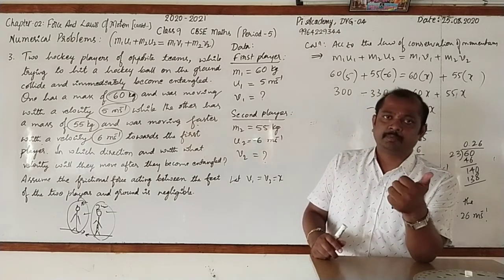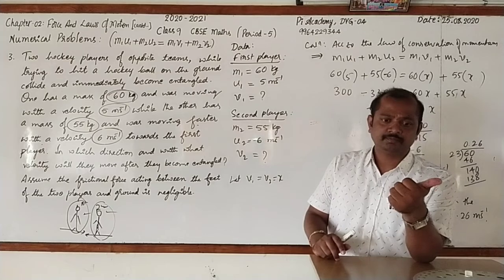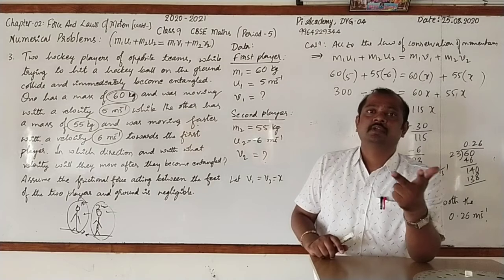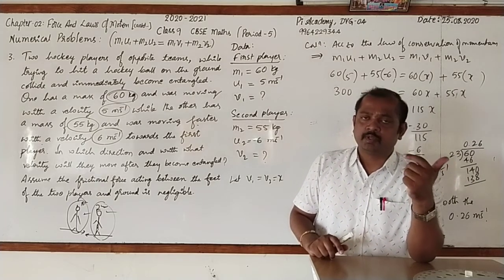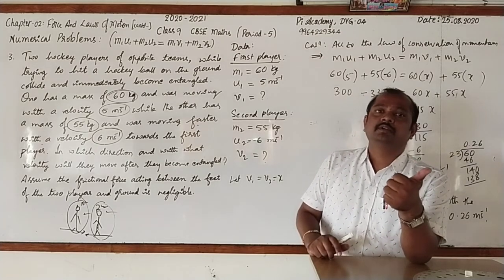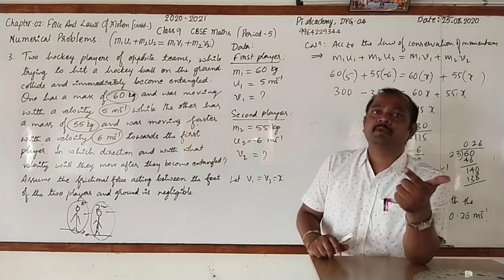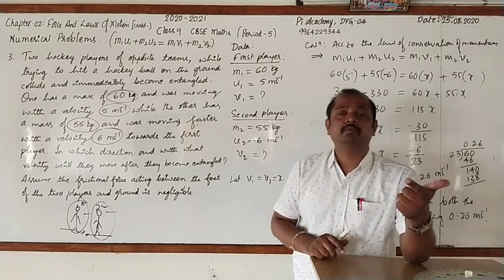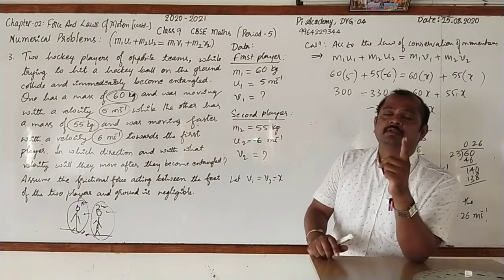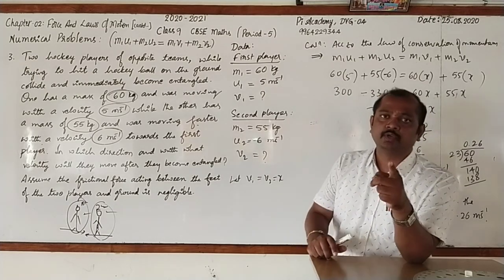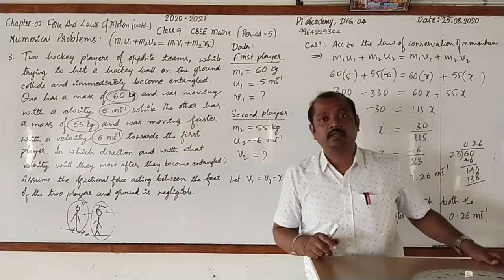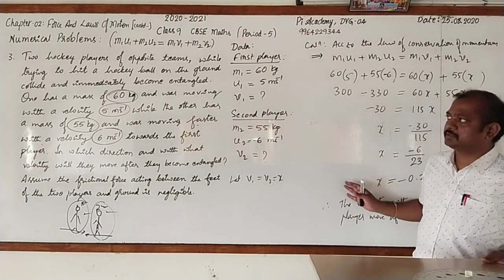You know that the problems are: one is a bullet fired from the gun, second one is a girl jumps on a cart, and third one is 2 hockey players. Once more I repeat: the law of conservation of momentum statement and derivation, that is m1u1 plus m2u2 is equal to m1v1 plus m2v2. Next, numerical problems: bullet fired from the pistol, a girl jumps on the cart, and 2 hockey players. Practice them.